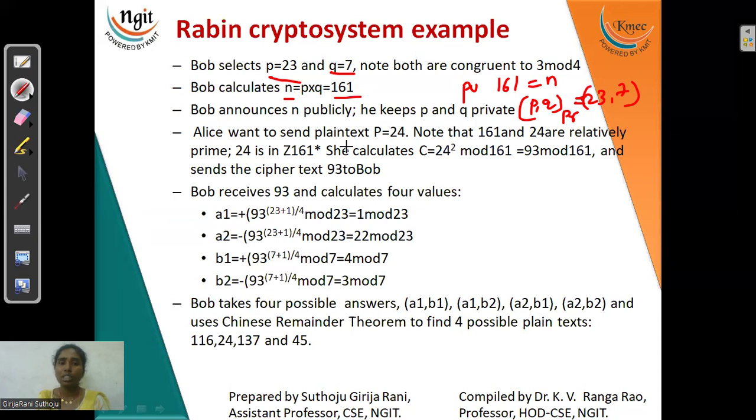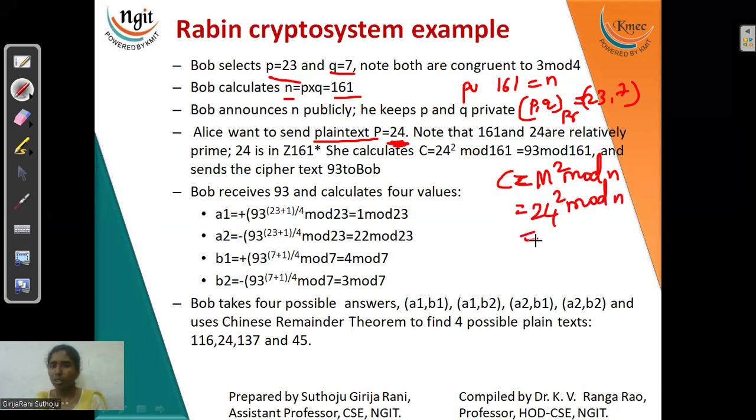Now, I'm choosing plain text as 24. To find my ciphertext, my value is m square mod n, right? So m square mod n is nothing but 24 square mod n. So my value will be 93. So this is my ciphertext, 93, I got. This 93 will be sent to the receiver end.